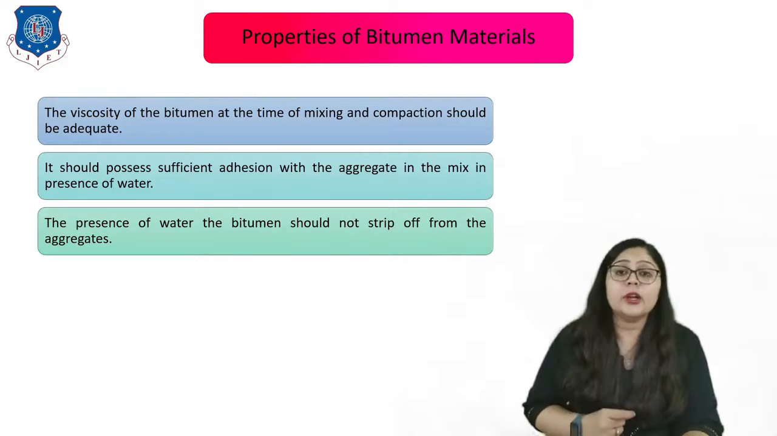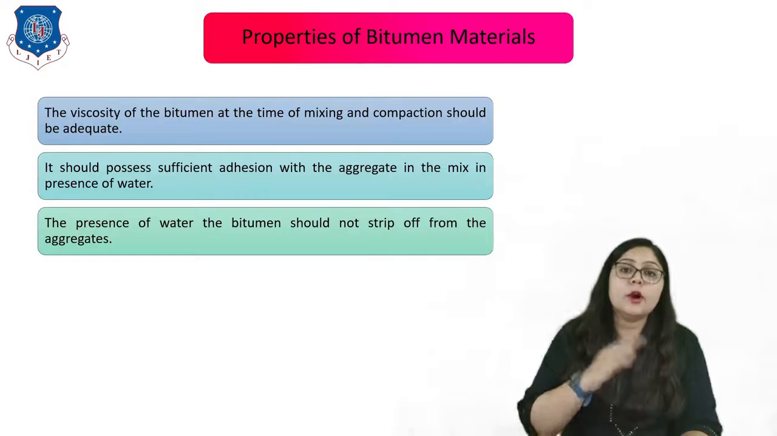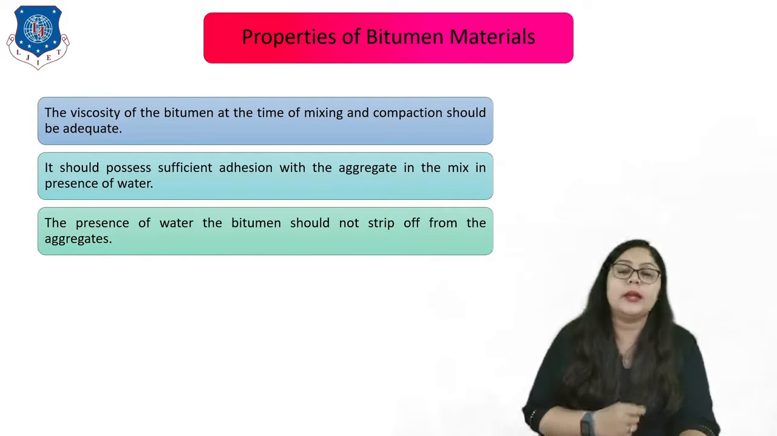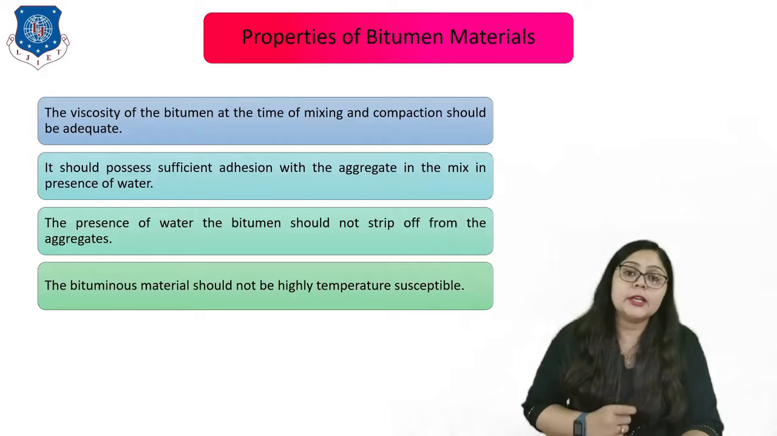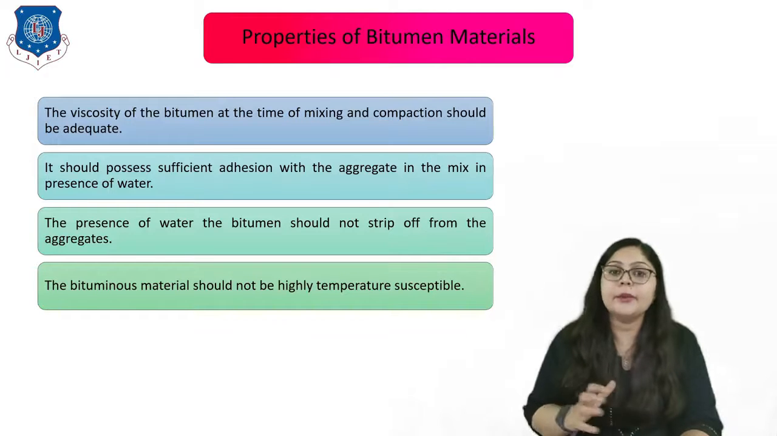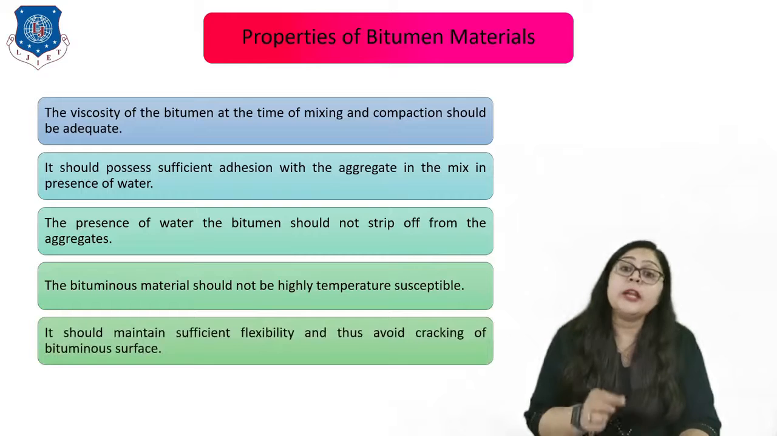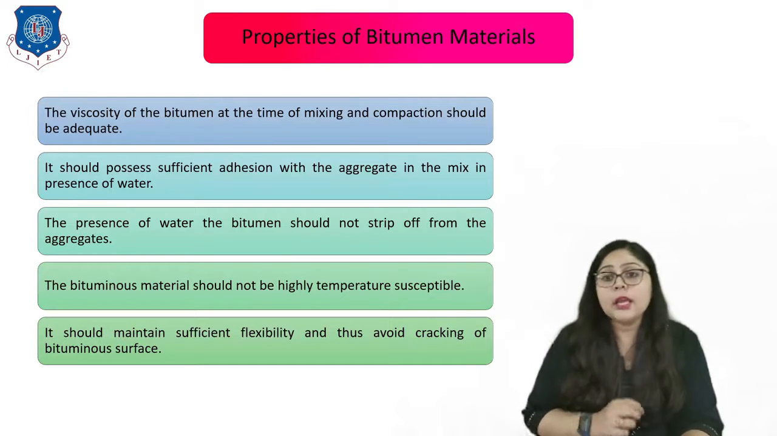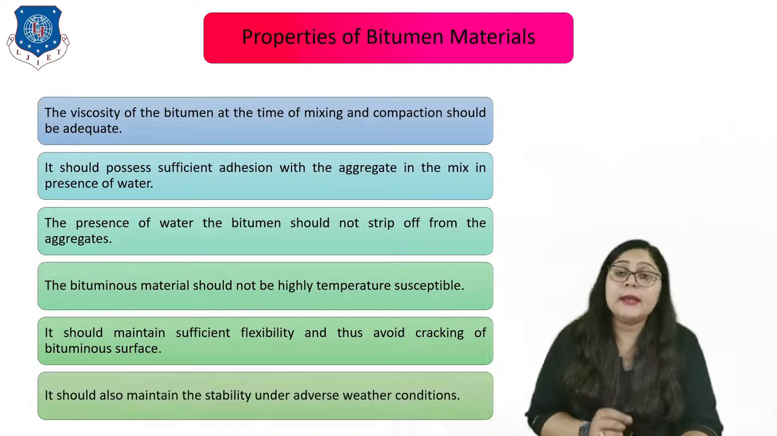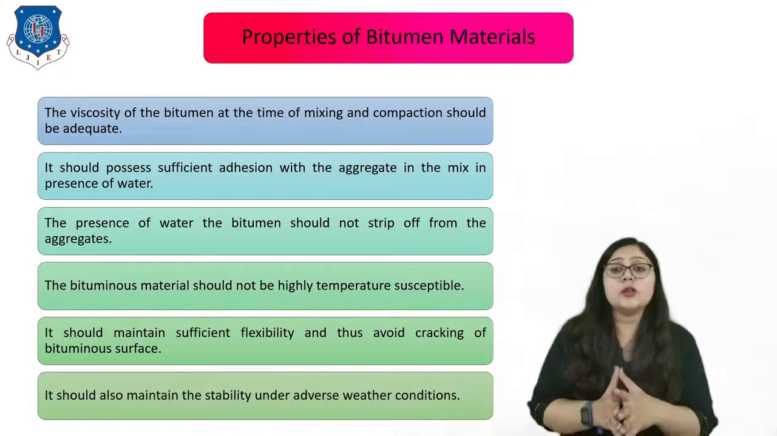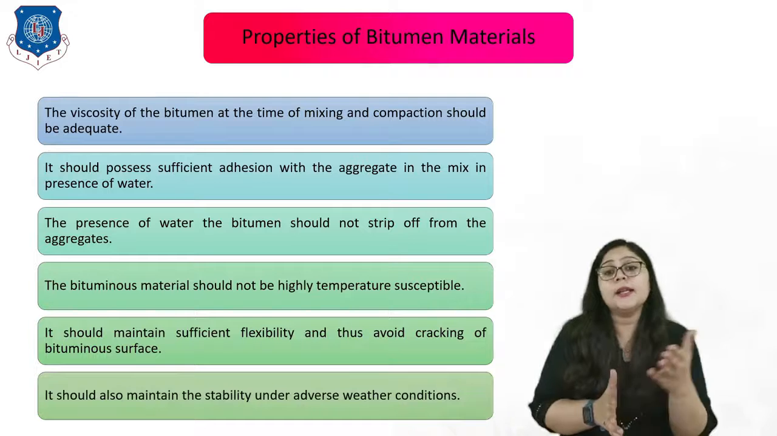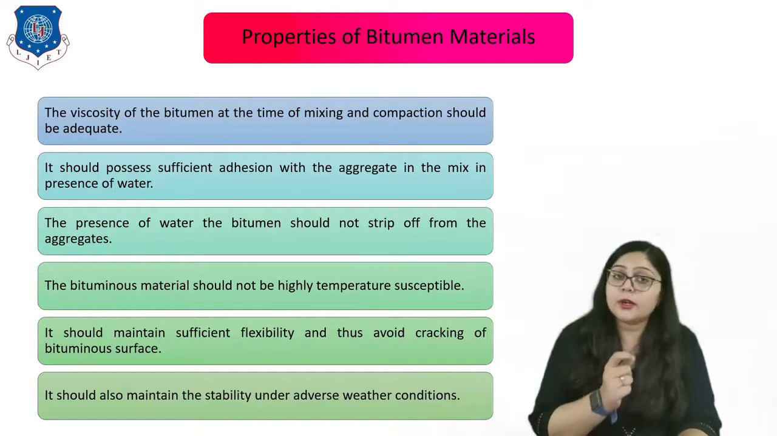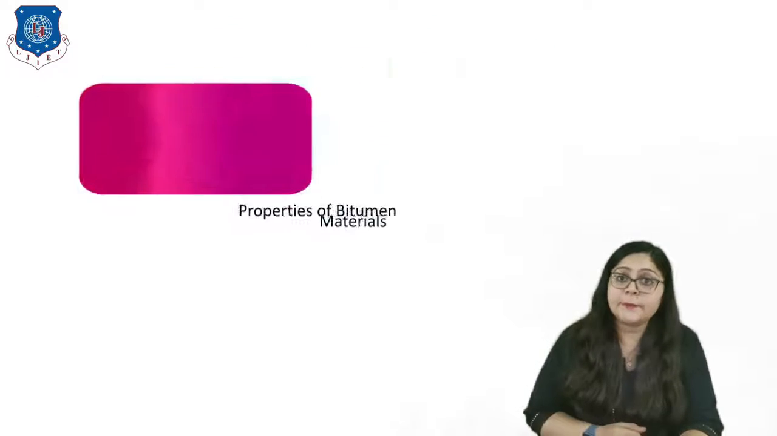Even in the presence of water, the bitumen should not strip off from the aggregates, right? It should stay combined or stuck together. Then the bituminous material should not be highly temperature susceptible, right? It should maintain sufficient flexibility and thus avoid cracking of bituminous surfaces, right? And lastly, it should also maintain stability under adverse weather conditions. So these are all the properties of a good bituminous material, right?